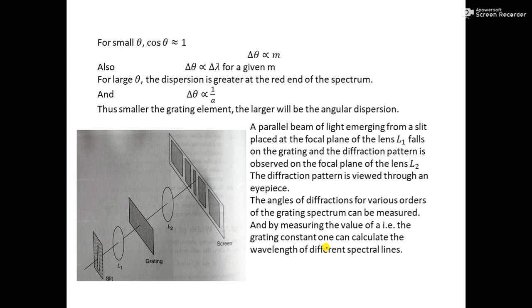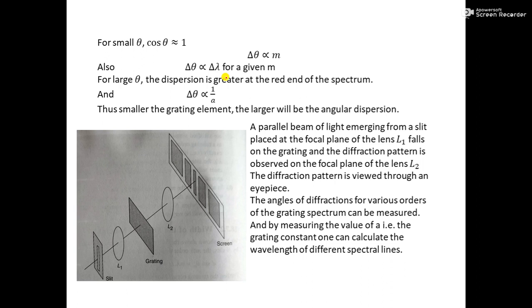So, as we increase the order, that is the value of m, for a particular lambda, the angular separation will increase. Thus, delta theta by delta lambda is constant for a given m. Also, delta theta is proportional to delta lambda for a given m. That is, the difference in angle of two spectral lines is directly proportional to the difference in wavelengths for small theta.